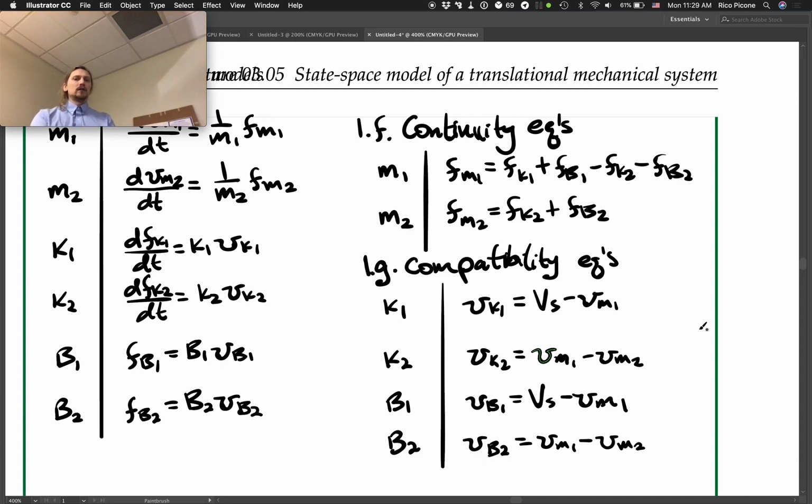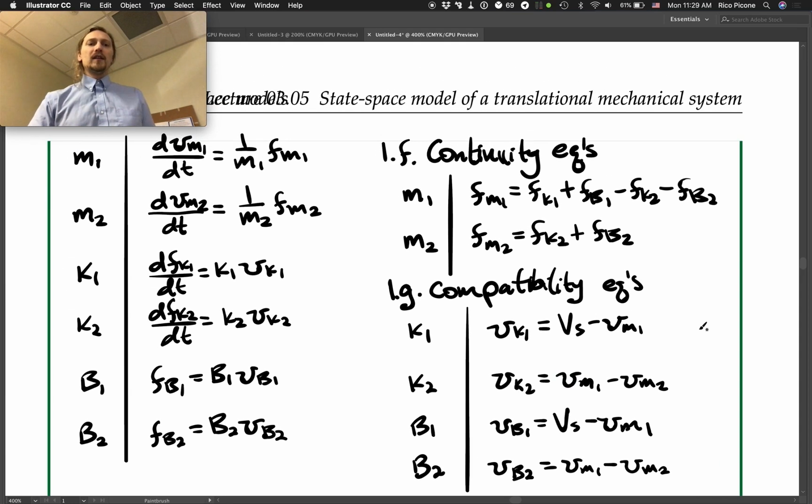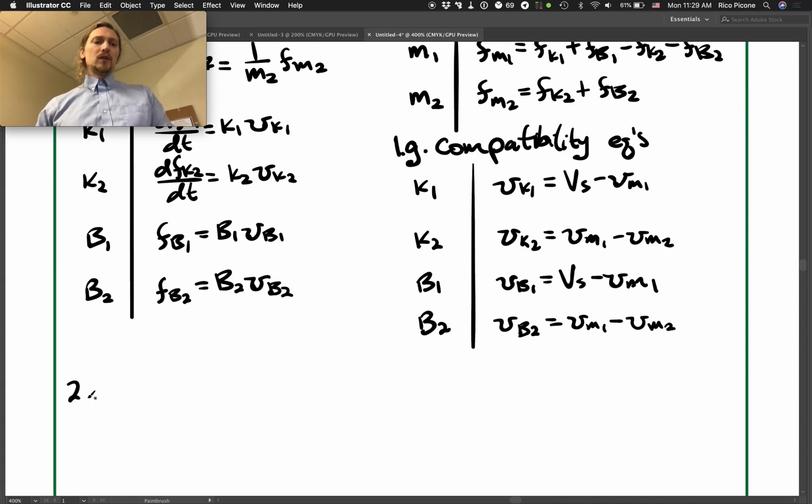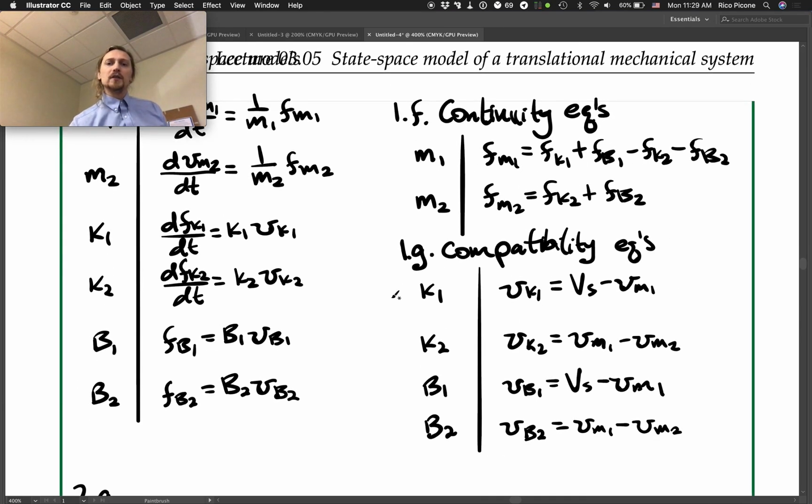So we've got all our equations. We've got 12 equations and 12 unknowns. We have a fourth order system, so we've got to reduce that down to 4 equations to get the state equation, right? And we are now on part 2A. So we're going to rewrite our elemental equations and substitute in all these continuity and compatibility equations, eliminating all the secondary variables in the process, right?